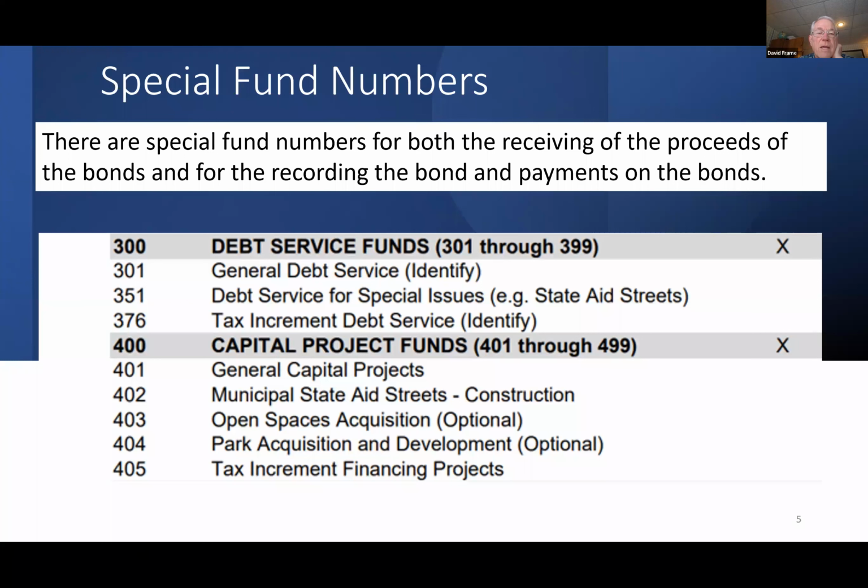401 is for general capital projects. You can create fund numbers 406, 407, 408 for your capital projects. Into that capital project, you would put the proceeds of the bond. And then you would also create a fund in the 300 series for servicing those bonds, for paying those bonds back.